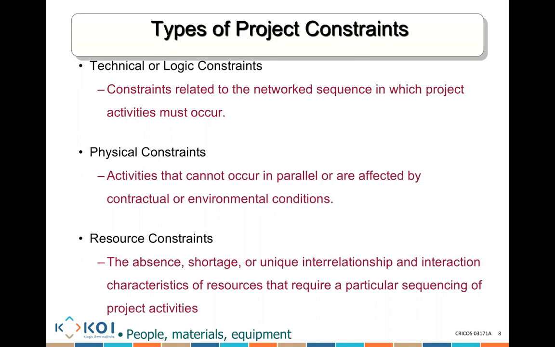Resource constraint: the absence, shortage, or unique interrelationship and interaction characteristics of resources that require particular sequencing of activities. So for example, I might have task 1 and task 2. They both need the same material, or they both need the same people, or they need a person who is currently working on another project. So what is that? This is basically a resource constraint. You do not have the resources that you need to work on all of those activities together. So you don't have enough resources to finish the job when you want the job to be completed.